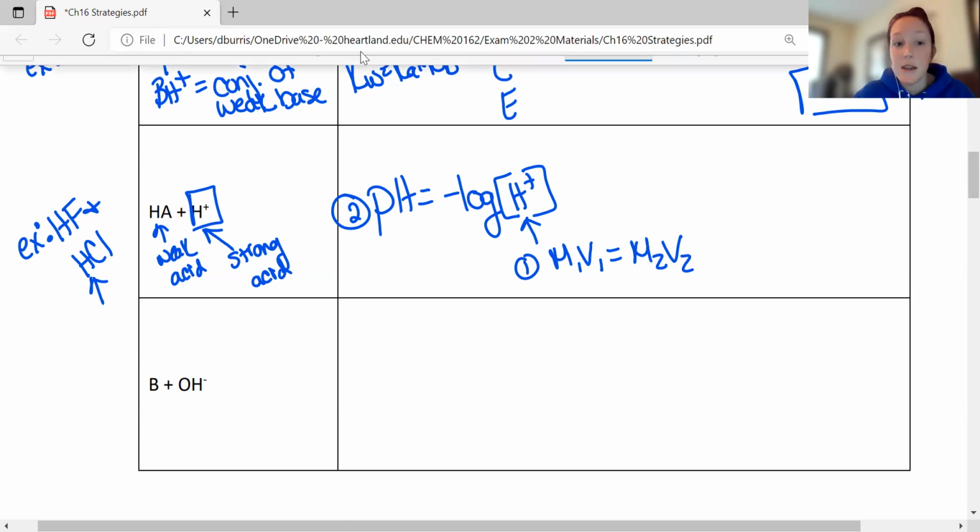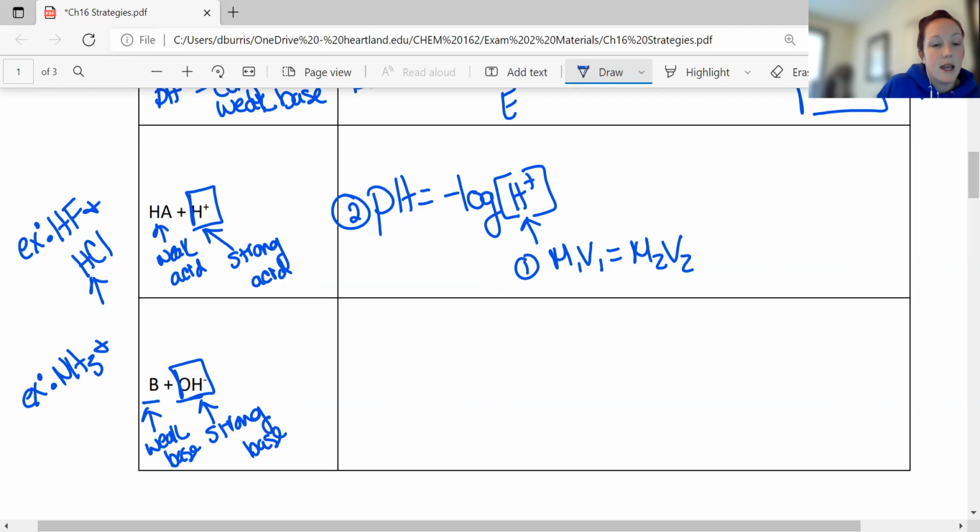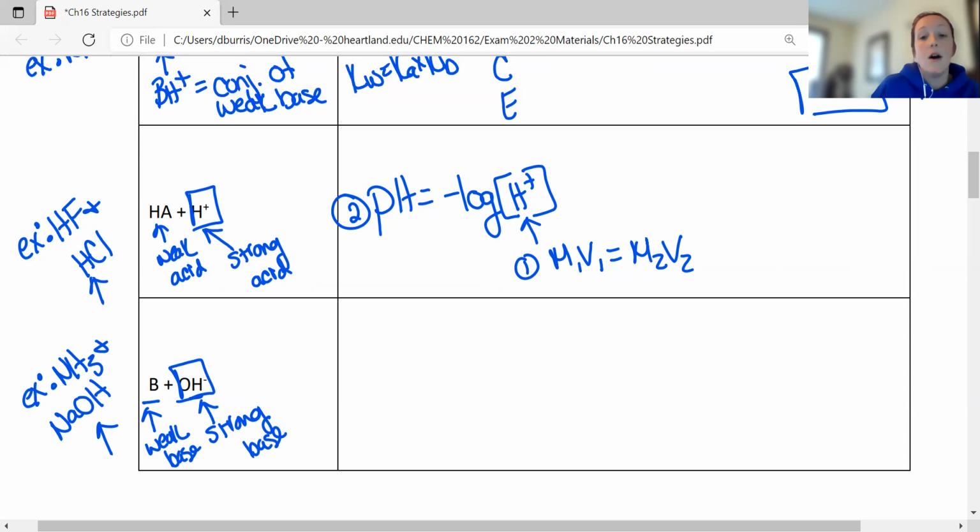Okay. Same thing is true if you are going to add a weak base and a strong base. The strong base is the only one that affects the pH. So if this was a weak base, this would be like if I said I dissolved NH3 and sodium hydroxide. All I actually care about is the sodium hydroxide. The weak one's not going to do anything.